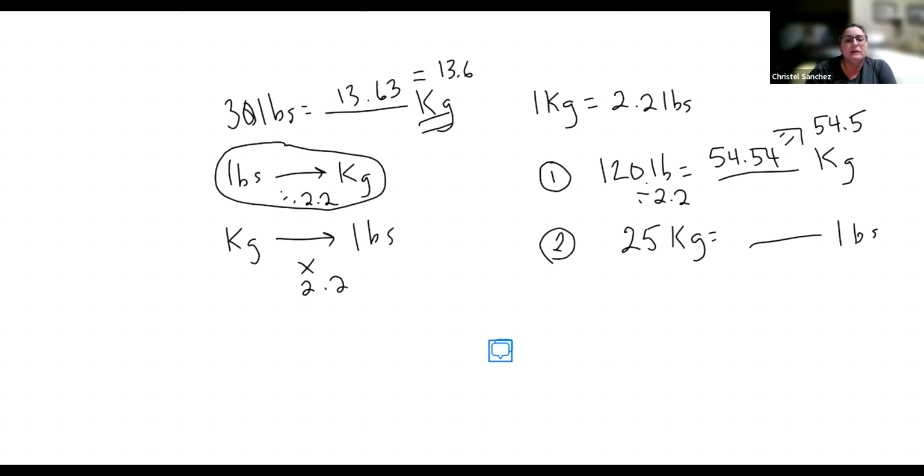Okay. Now, when I'm going from kilograms to pounds, because pounds is going to be a bigger number, I got to multiply times 2.2.